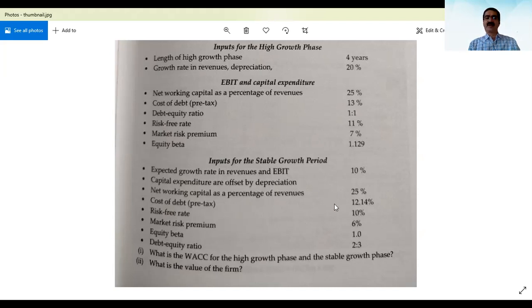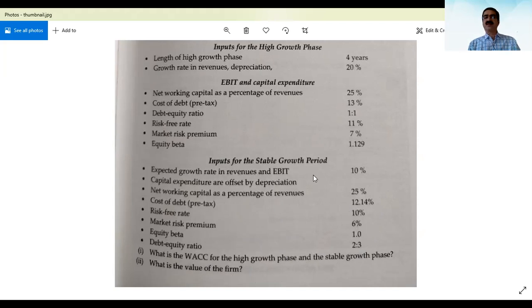Cost of debt pre-tax is 12.14%. Risk-free rate is 10%. Risk premium is 6%. So the risk-free return is not useful here; we will use the risk premium. Equity beta is 1 and debt equity ratio is 2:3. So what is the WACC for the high growth phase and the stable growth phase? This is question 1. And question 2 is the valuation of the firm.